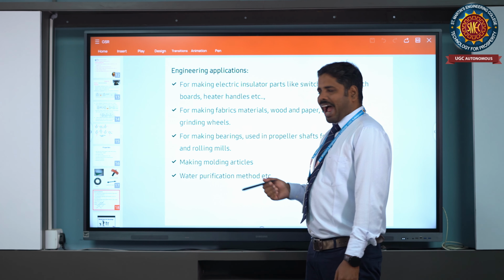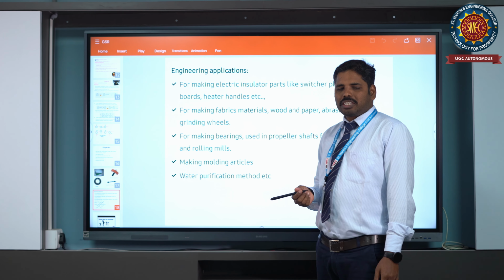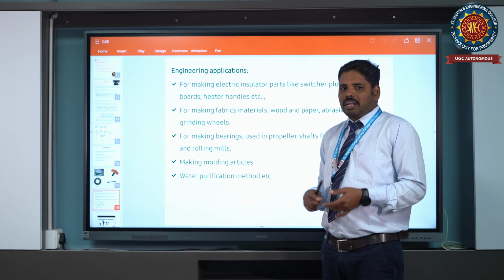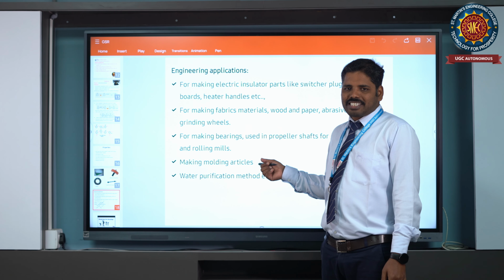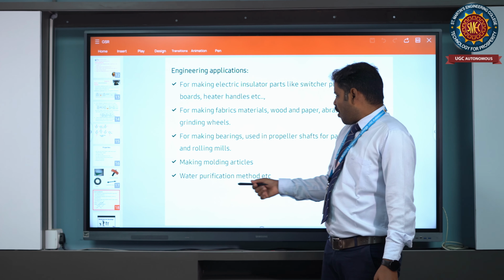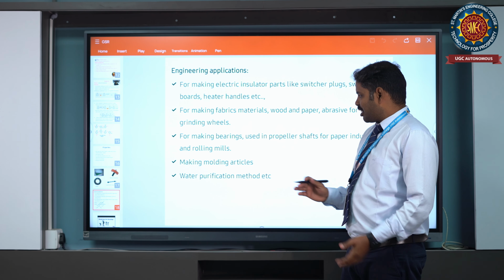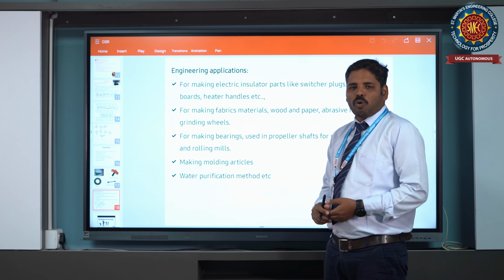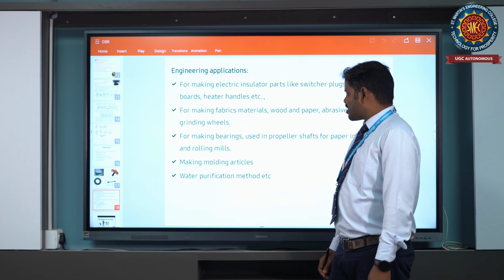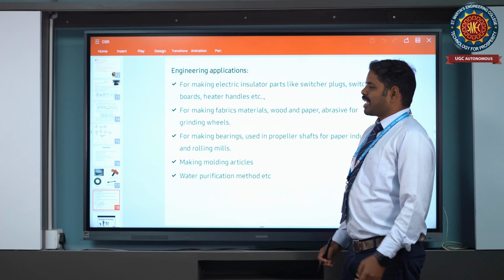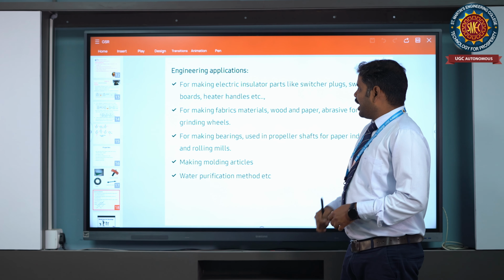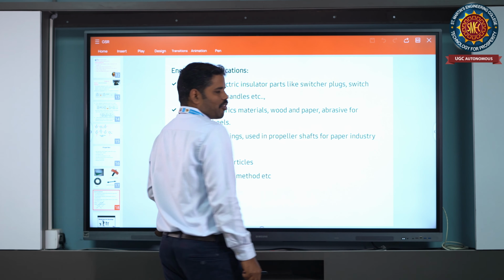Regarding ion exchangers in water technology, three types of resin are used: cation exchanger, anion exchanger and mixed bed. Most probably we use anion exchangers, Bakelite materials, to exchange only negative charges. Water purification is the main application, along with making molded articles and bearings used in propeller shafts, the paper industry and rolling mills, and for making electrical insulators like switches and heater handles. That's it. Thank you, everyone.